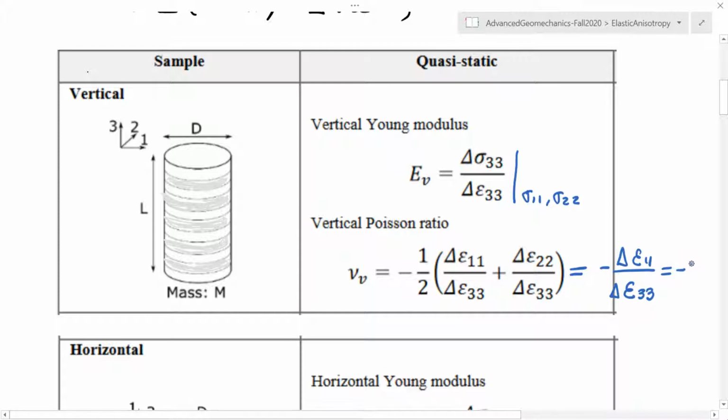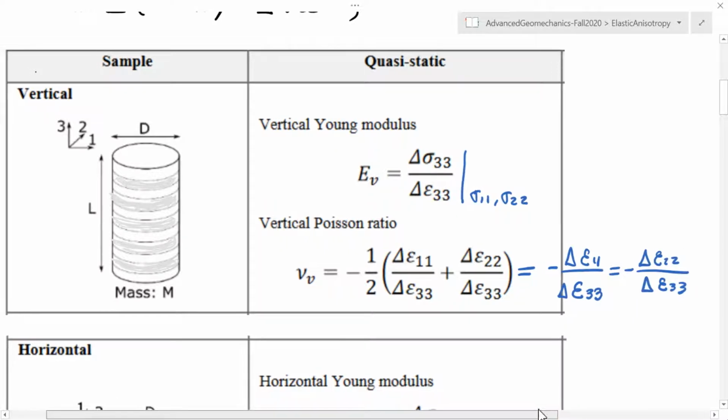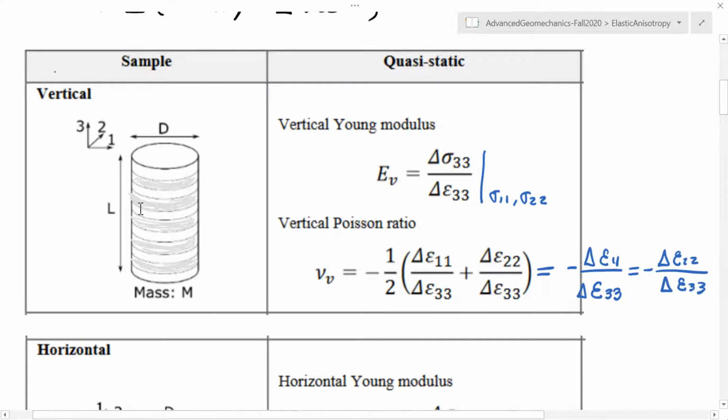The equation I have on the left is an equation I have on a paper in which we were approximating this Poisson ratio by taking an average, but in an ideal VTI medium the definition is going to be what I wrote on the right in blue. All right, so what are these? These are the Poisson ratios that result from applying a stress in direction 3.